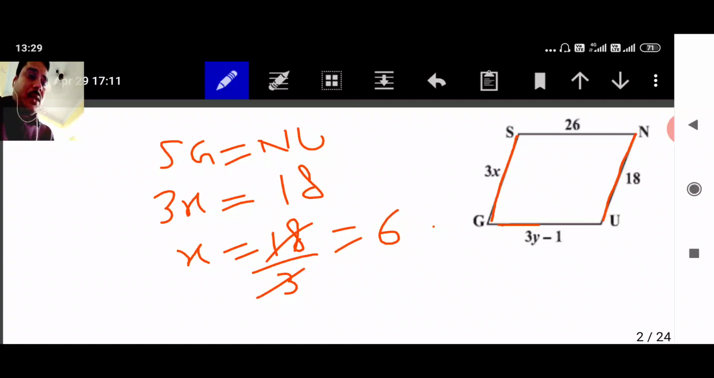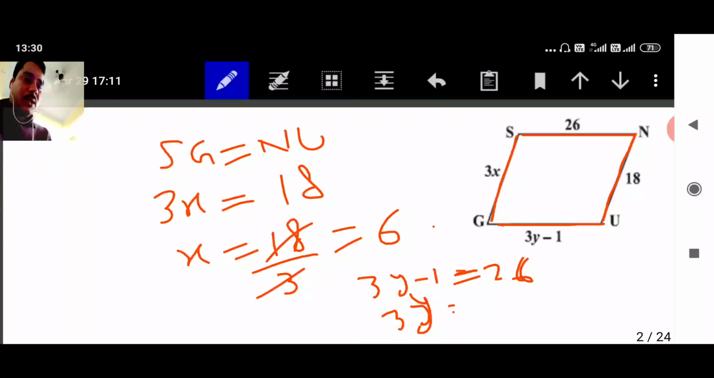Similarly, GU equals SN, which means 3y minus 1 equals 26. By transposing, 3y equals 26 plus 1.